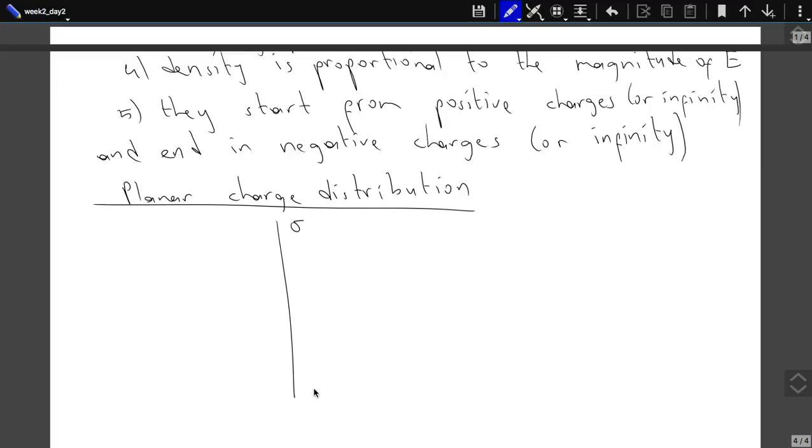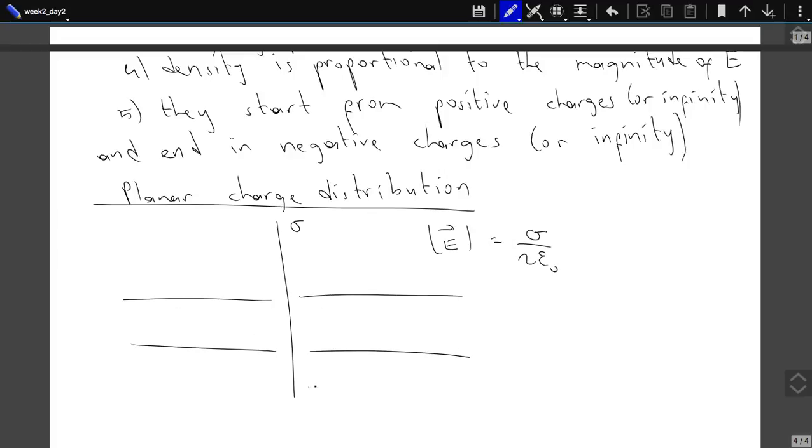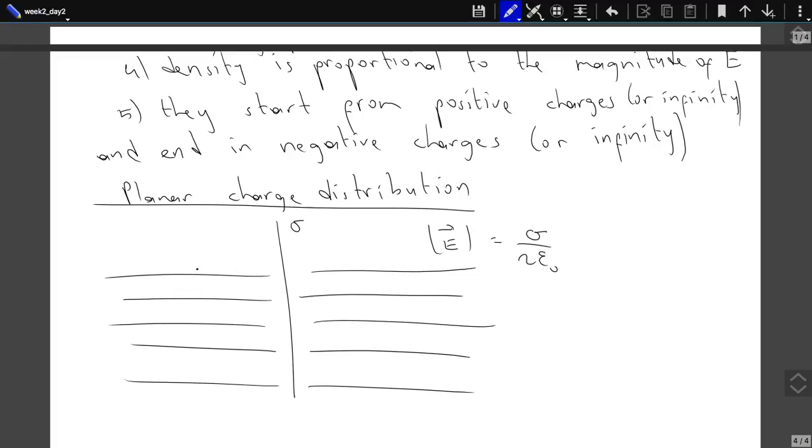Now we had already shown that the magnitude of the electric field is sigma over 2 epsilon 0. So we know that the magnitude doesn't change, but if the magnitude doesn't change, it just means that the density of the electric field lines should not change from point to point. We also know that the electric field lines always point away. We had derived that it points away from the plane. So these will be the electric field lines. Their density is always the same.